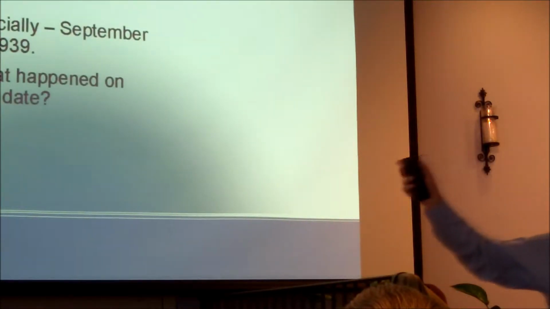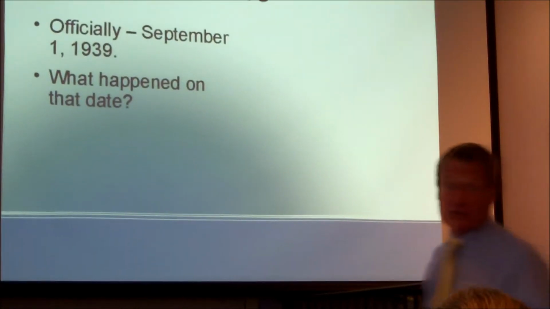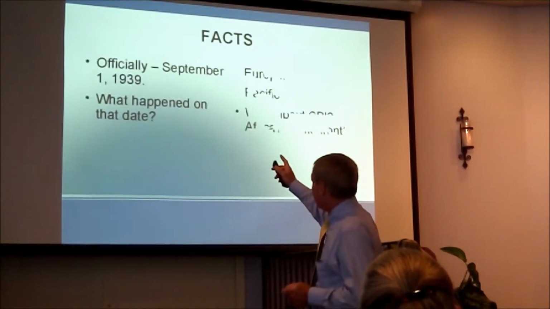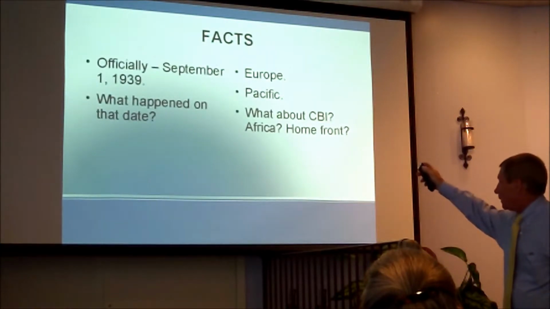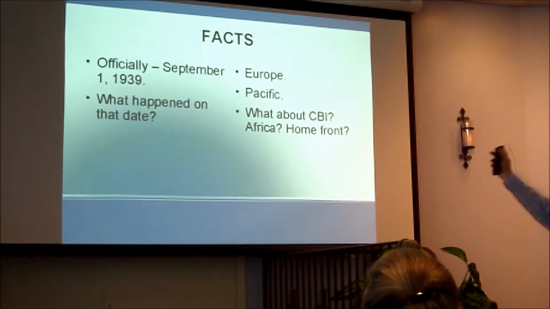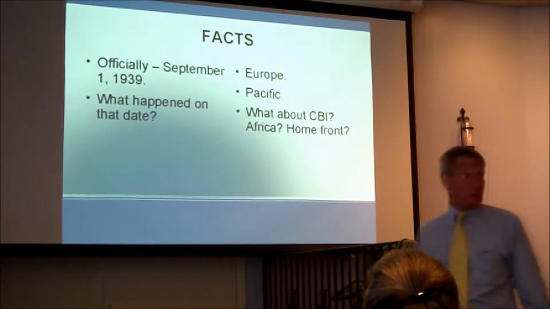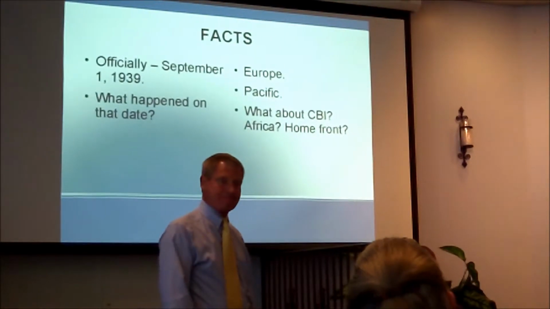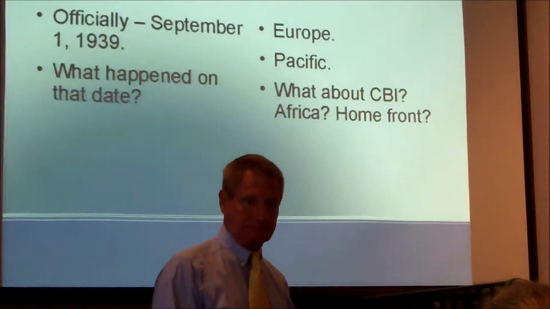Okay, let's see what the facts are on this. Officially, the war started September 1st, 1939. As we've considered, maybe it started sooner, 1931. We know that Poland was invaded. Europe, Pacific, CBI, Africa. How about the home front? Was that a theater of war? Talking about our home front? In the sense that we got attacked by Japan, we became a theater of war, and we were worried about our border, our coastline, California.